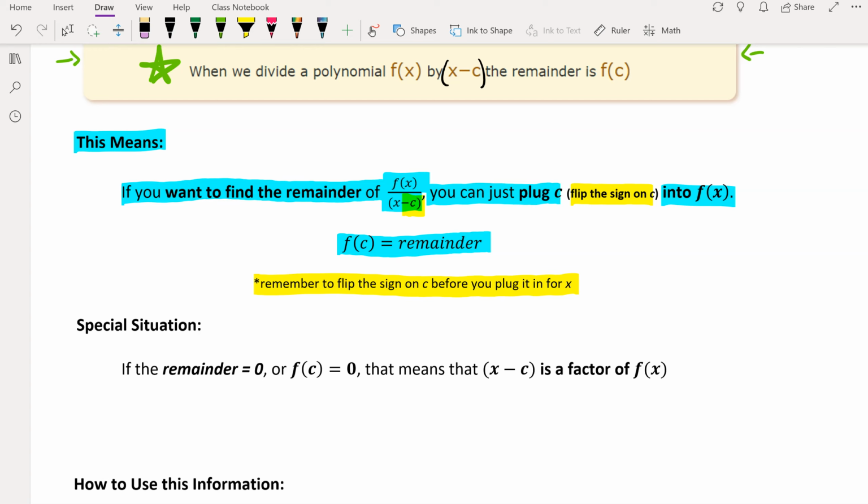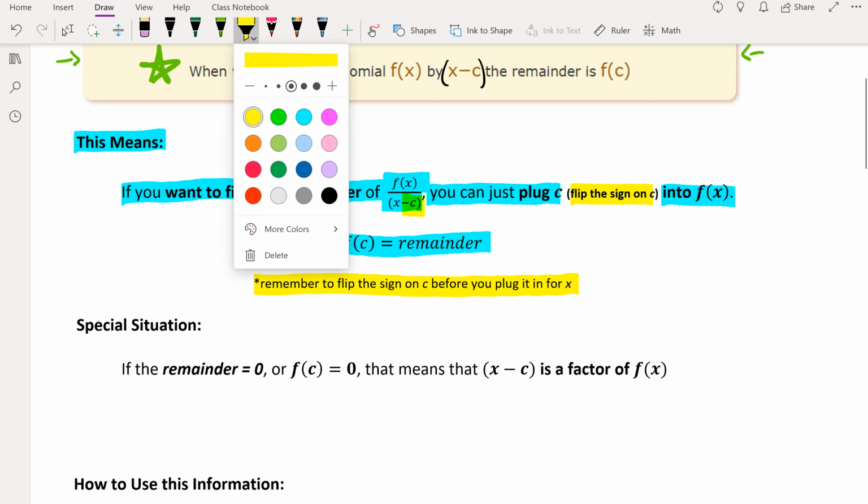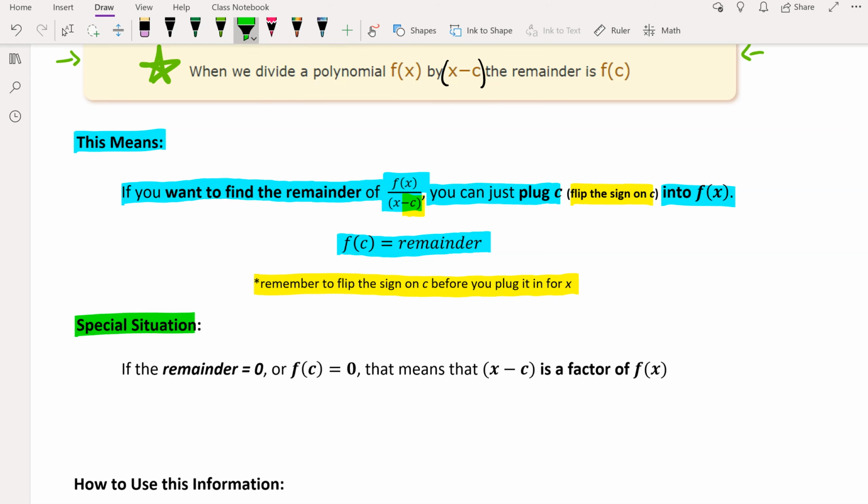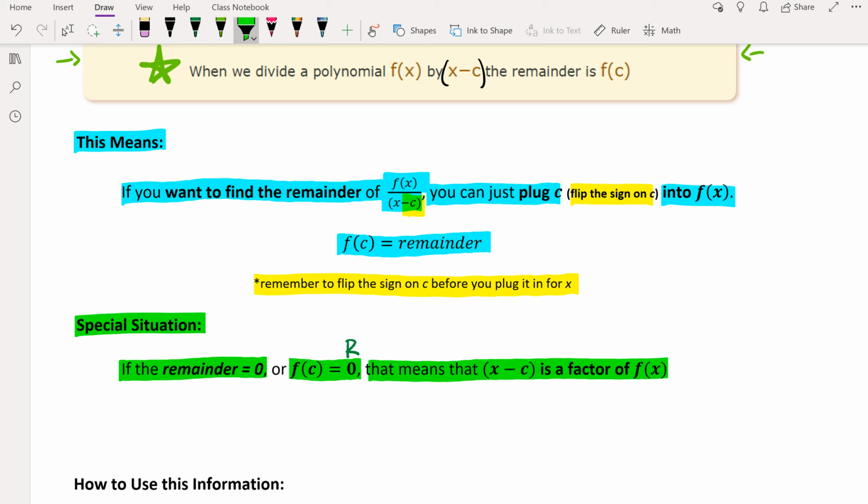Okay, so please get all of that highlighted stuff in your notes. And then we'll do some problems that involve this. Oh, also we do need to cover the special situation. So really quick, also write down this special situation, the whole thing. If the remainder equals 0, because we're saying you can plug in c and find the remainder, if f of c equals 0, because remember f of c is the remainder, so 0 is the remainder, that means that x minus c is a factor of f of x.